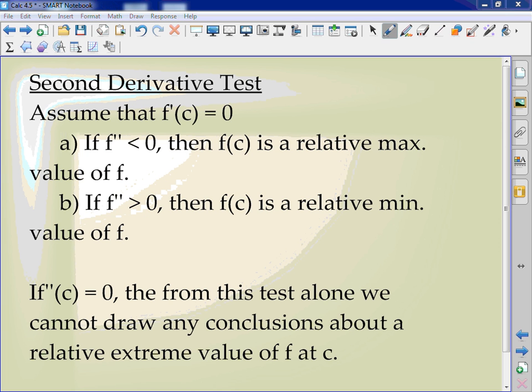Today we're starting with the second part of 4.5, first and second derivative tests. Before, we just assumed that f of c was equal to 0. Now we're taking the derivative of the first derivative to get the second derivative, and finding out the relative maxes and mins.